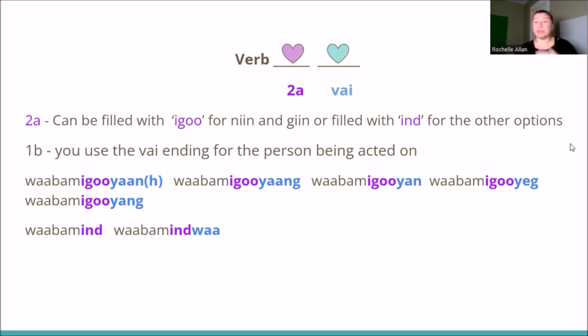So here we are again. If it's me or you who's being acted upon, then we're going to see iku. So wapamiku yang, when I am seen. Wapamiku yang, when we are seen. Wapamiku yan, when you are seen. Wapamiku yig, when yous are seen. Wapamiku yang, when we, including you, are seen. And then for our third person, when he or she, we just have the ind, and then if it's the plural, indwa. And that would be when he or she is seen, or that they are seen.